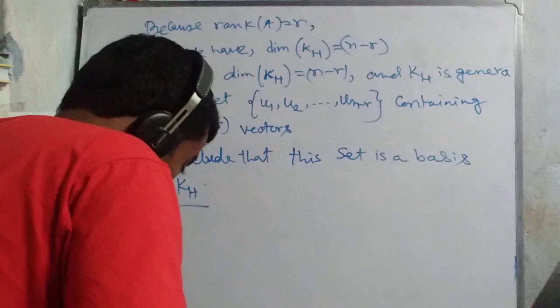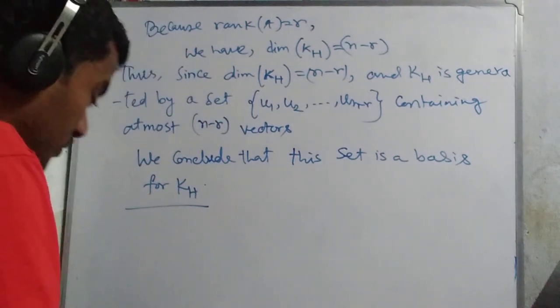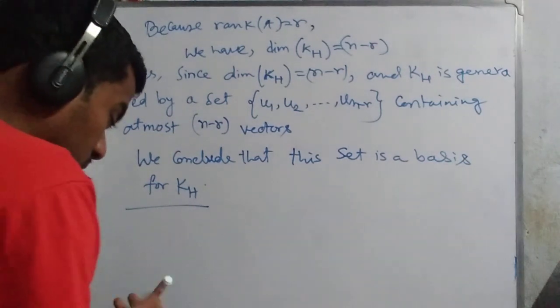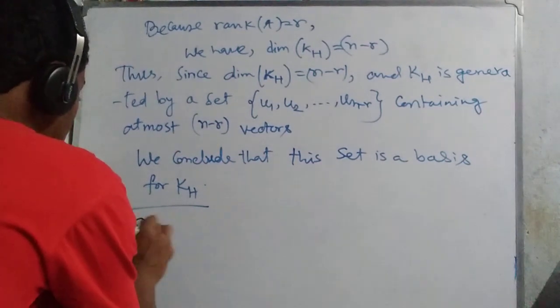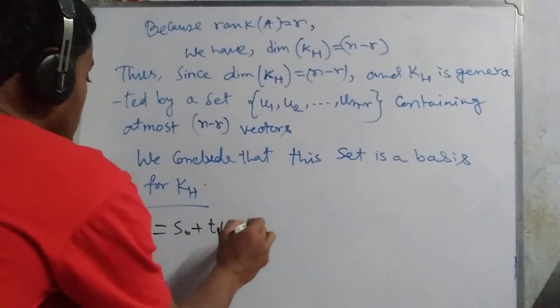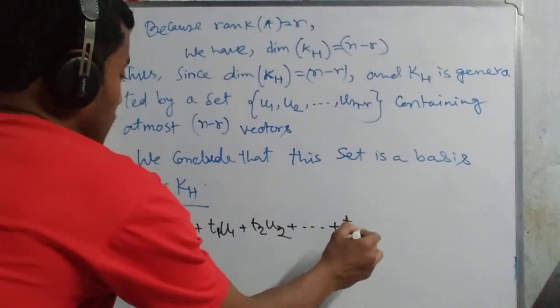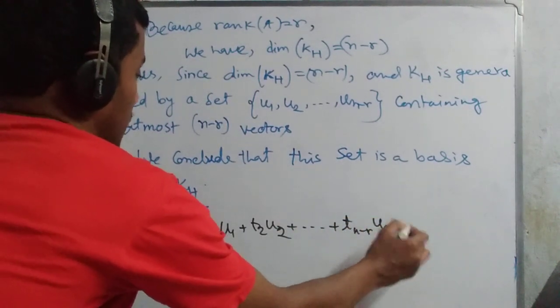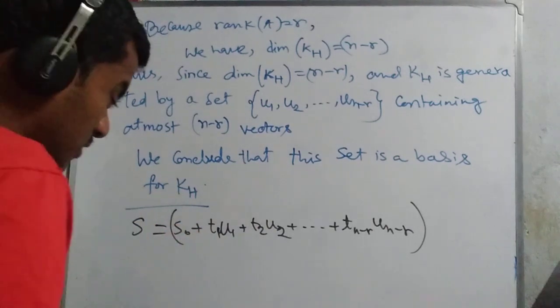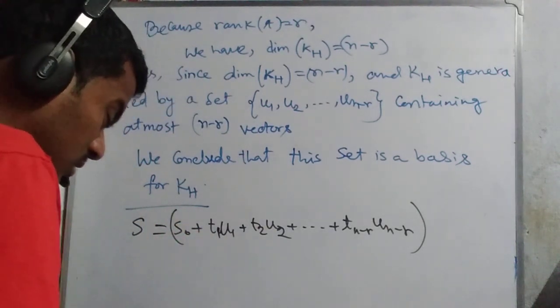Then we also write this one as a solution set. That means s equal to s0 plus t1 u1 plus t2 u2 plus ... plus tn minus r un minus r. This one is a solution set. Understood? Not a problem at all.